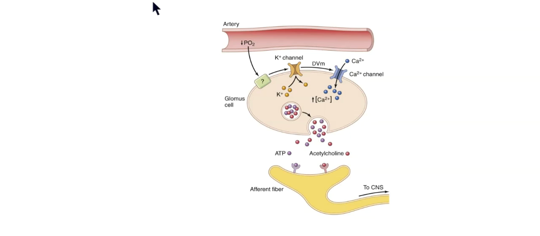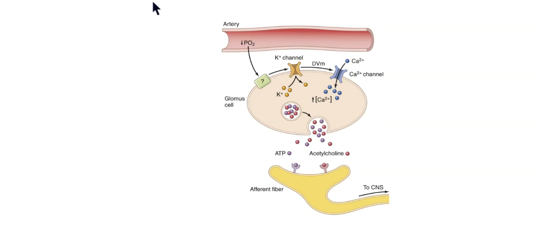All of them are going to result in changing the open-closure probability of your potassium channels. The result is if you close those potassium channels, less potassium can leave, so you end up depolarizing the cell. That will stimulate your voltage-gated calcium channels to open. And in any kind of sensory cell, elevated calcium triggers the fusion and the release of neurotransmitters from those vesicles.